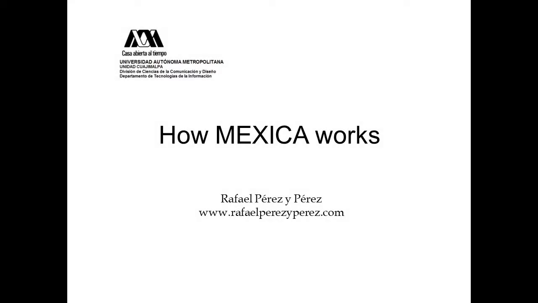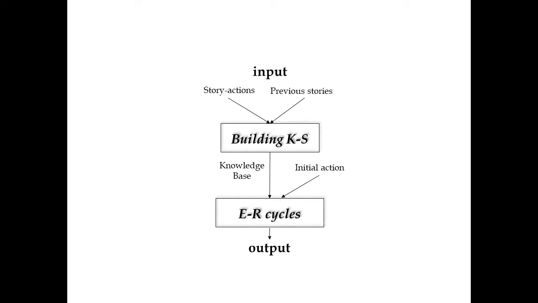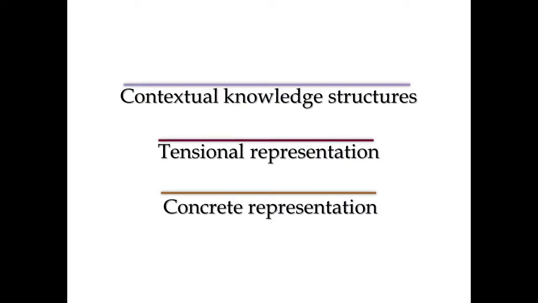How MEXICA works. Chapter 3. Building Knowledge Structures. This is the general organization of MEXICA. In this chapter, we are going to focus on how the system builds its knowledge structures. The chapter is divided in 3 sections: contextual knowledge structures, tensional representation, and concrete representation.